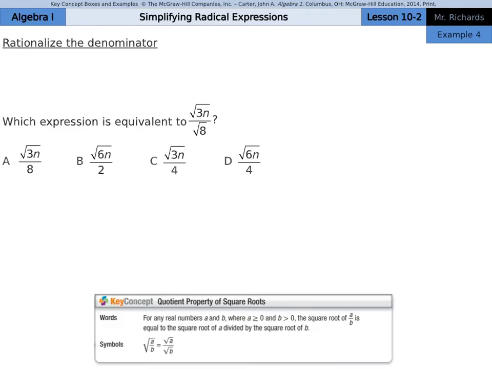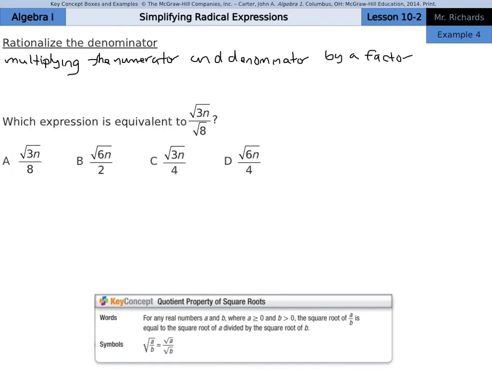Now what about rationalizing the denominator? This is when you multiply the numerator and denominator by a factor that eliminates radicals in the denominator.